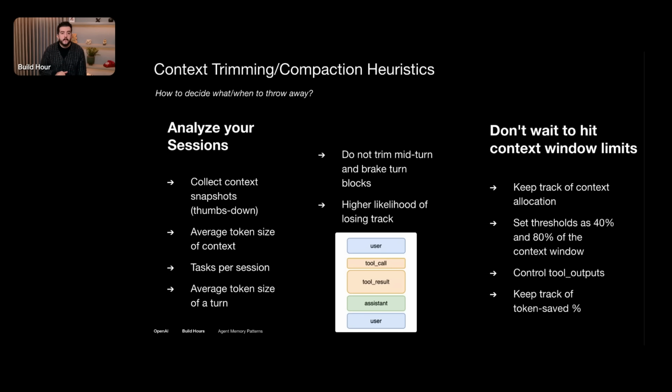And then finally, don't wait to hit context window limits. Keep track of context allocation. You can set thresholds like 40 or 80%. If you're getting closer to hitting the context window limits, these thresholds will help you better understand when you should trigger some of these operations. You can control tool outputs, and you can also keep track of token savings. These techniques are also really nice for reducing cost, and you can always keep track of how many tokens you're saving while you're increasing the overall capability of your agent.